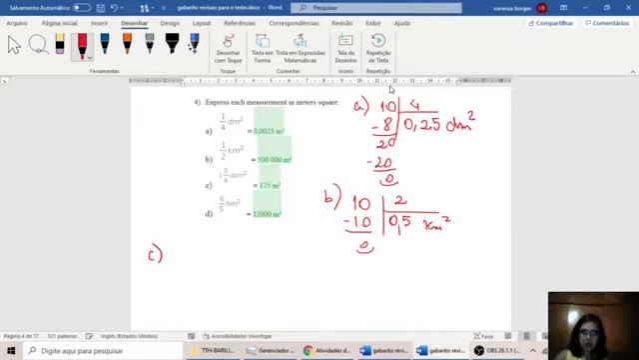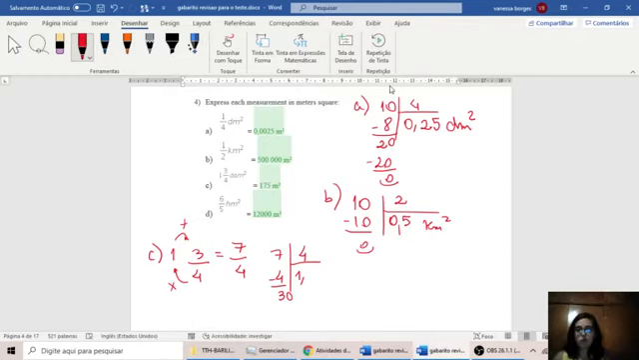Then we do letter C. It's 1 and 3 over 4. How do I change this to a fraction? 4 times 1 is 4, 4 plus 3 is 7 over 4. Now I do 7 divided by 4. It's 1. 1 times 4 is 4. 7 minus 4 is 3. I put a comma and a 0.